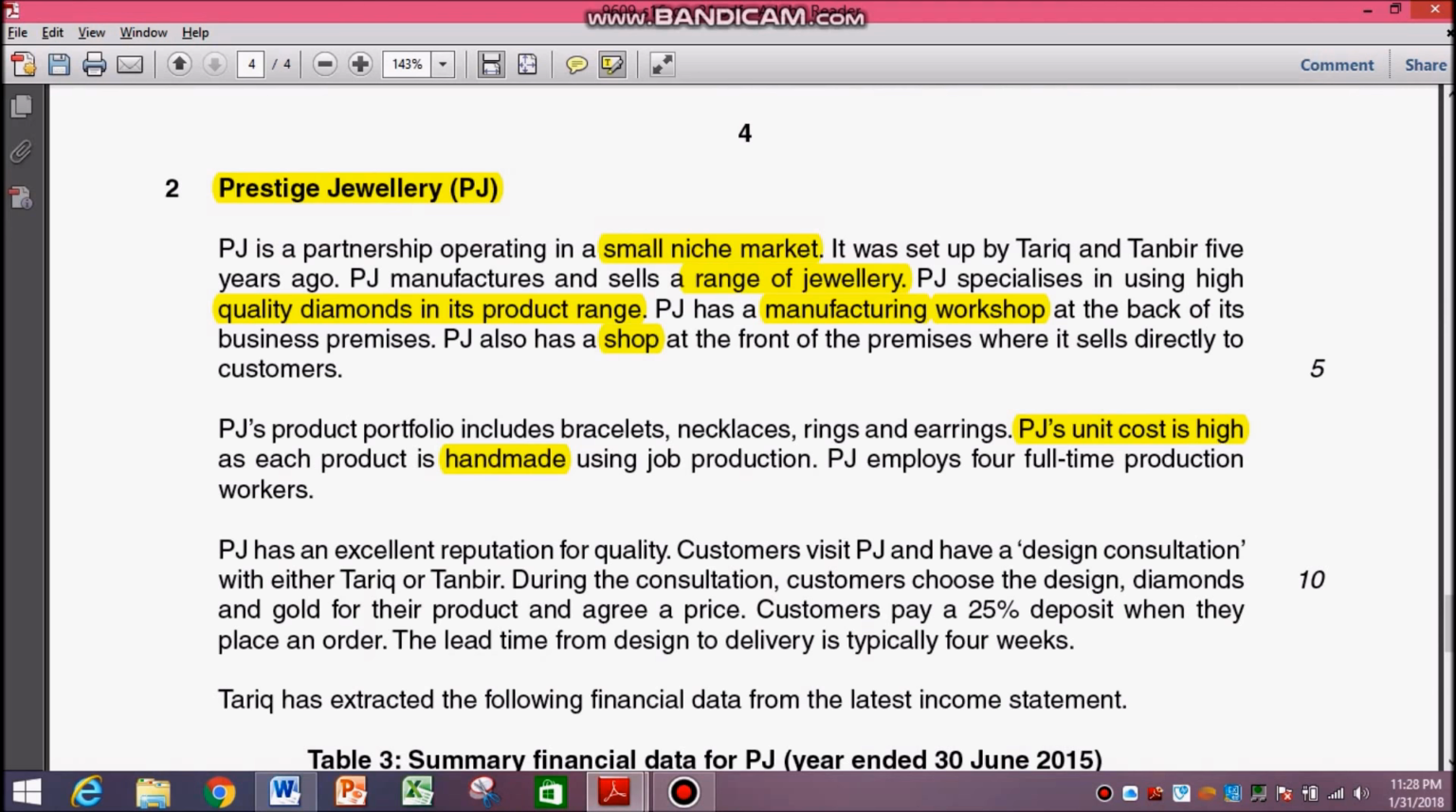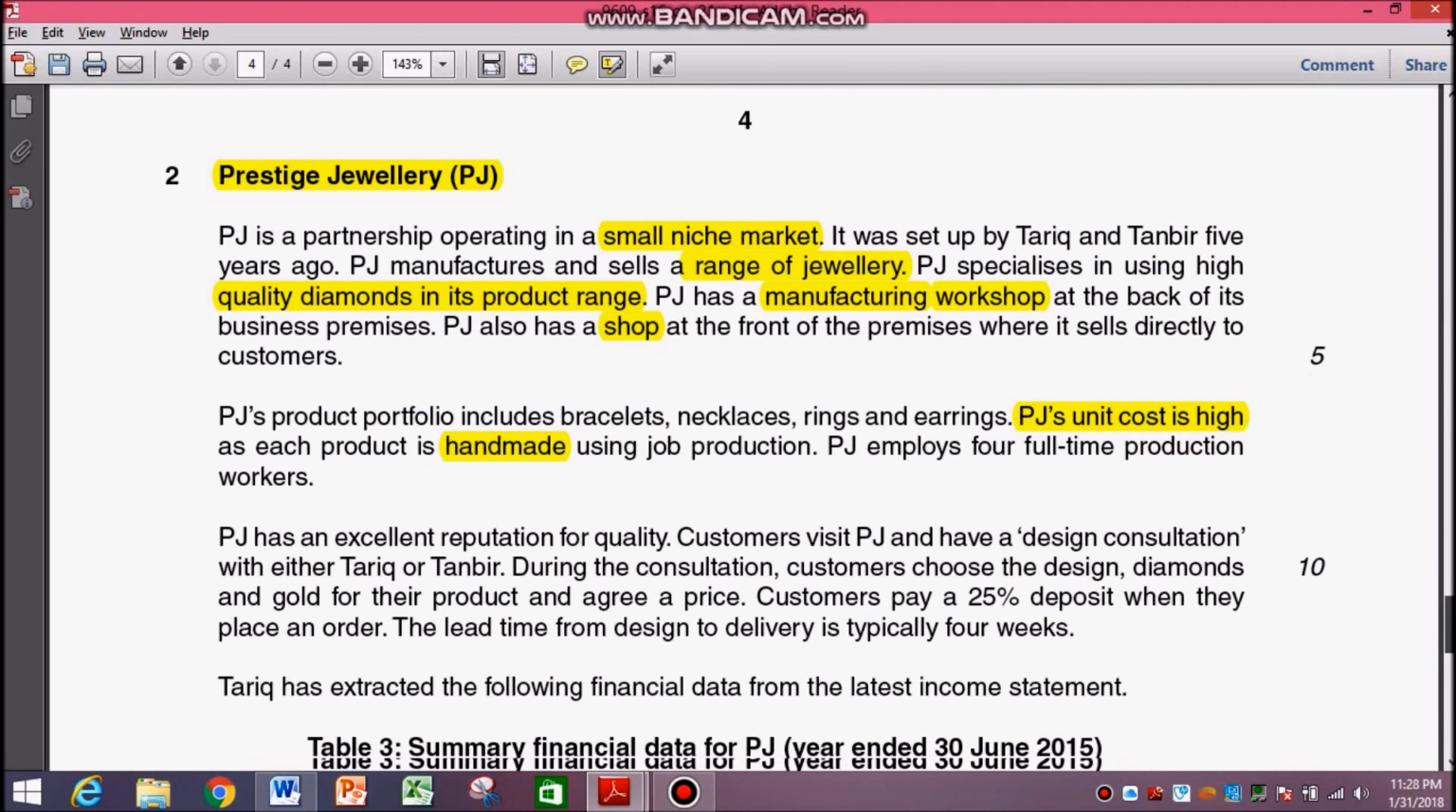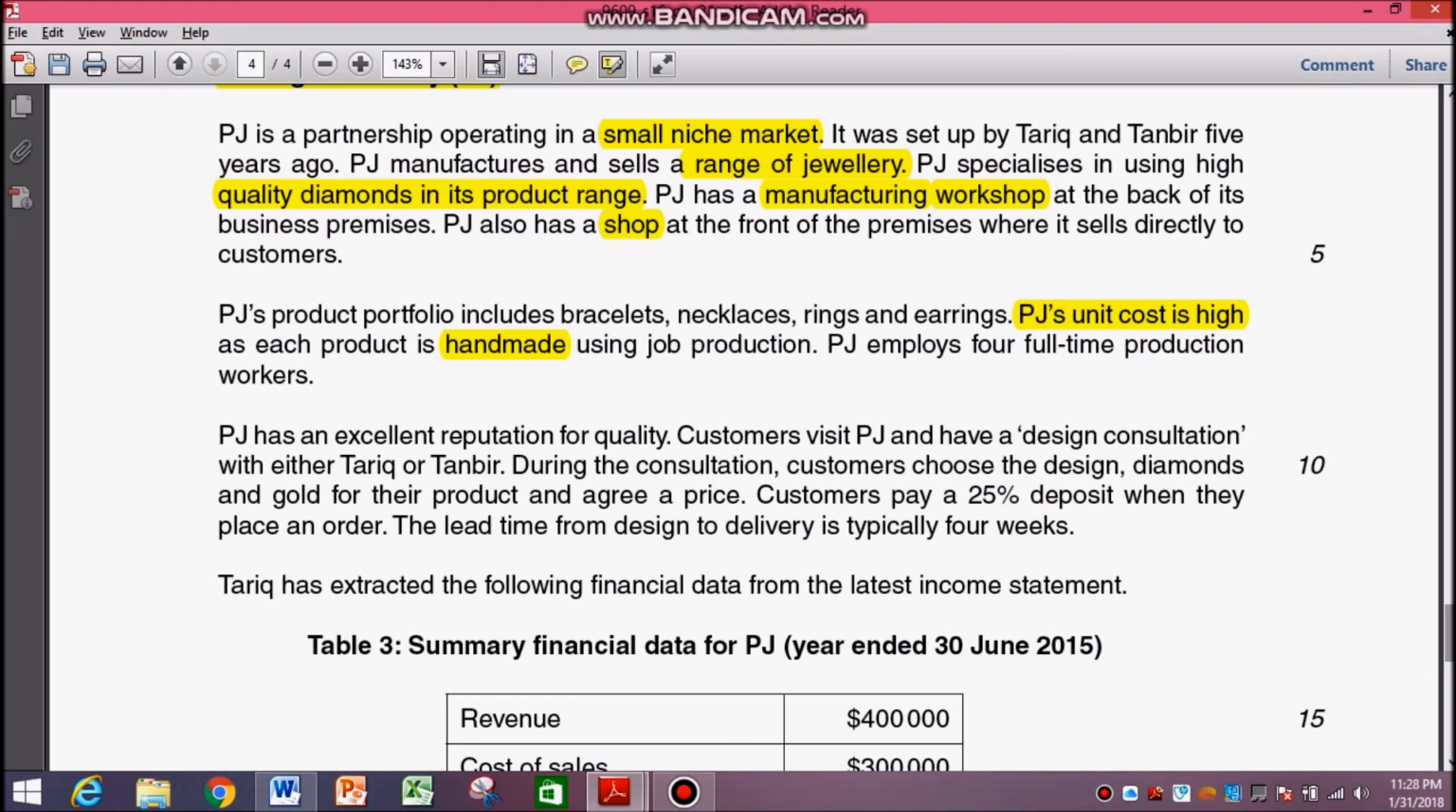PJ employs 4 full-time production workers. It is very important to keep these workers motivated, because these workers are actually contributing to excellent levels of quality, helping the business to have an advantage of product differentiation. PJ has an excellent reputation for quality. Another reason why you need job production. Alright, for example, if asked for the benefit, there is a benefit of job production that the motivation of labor is high.